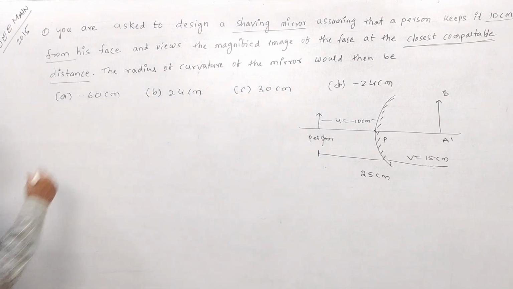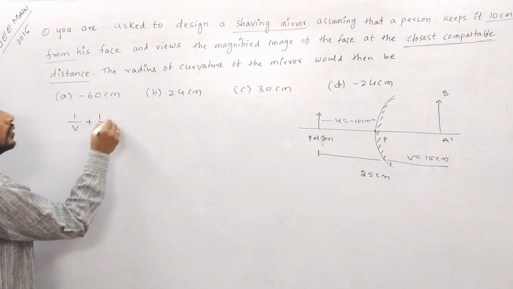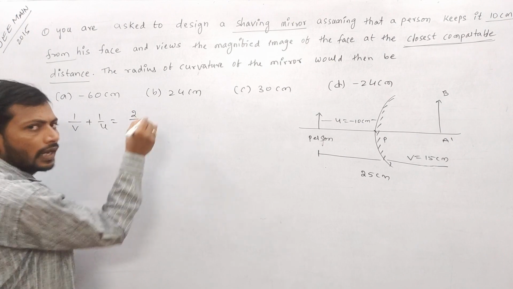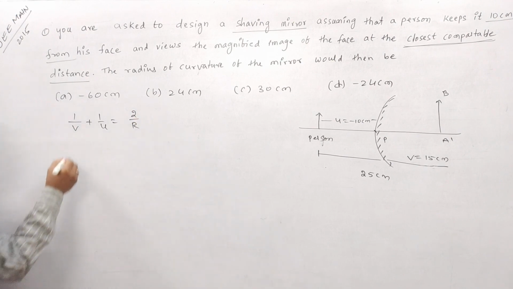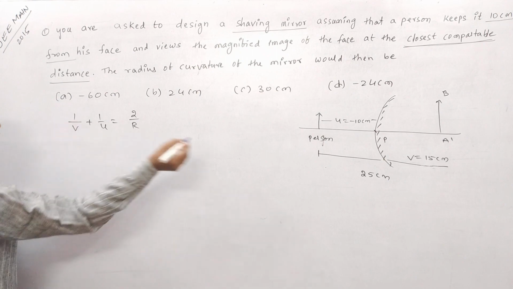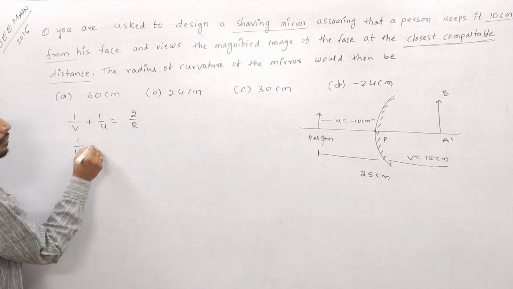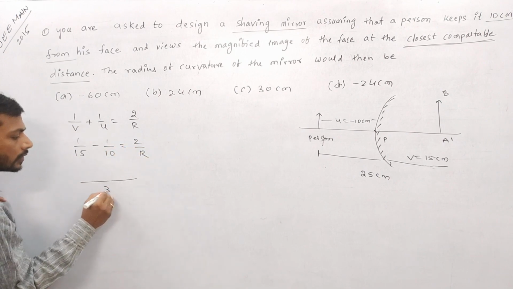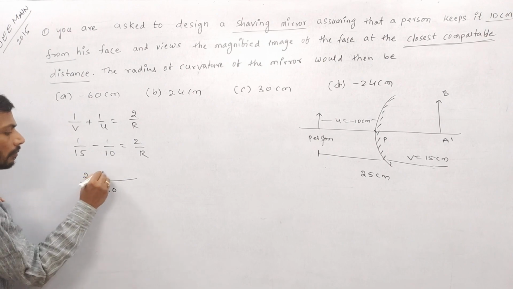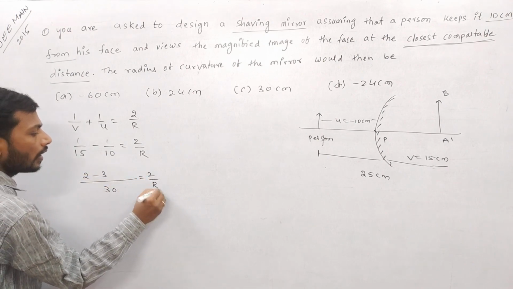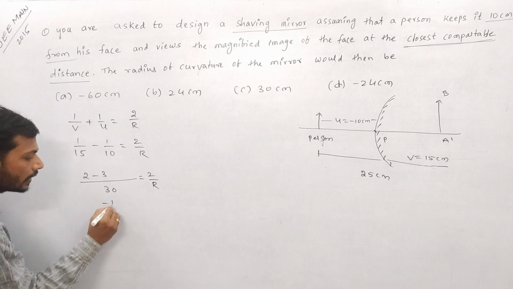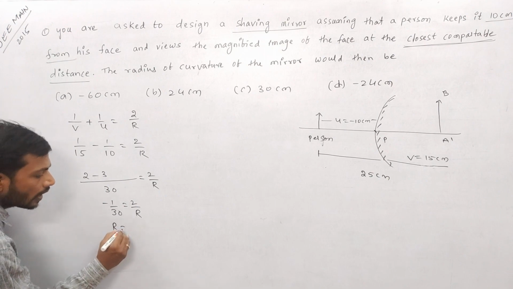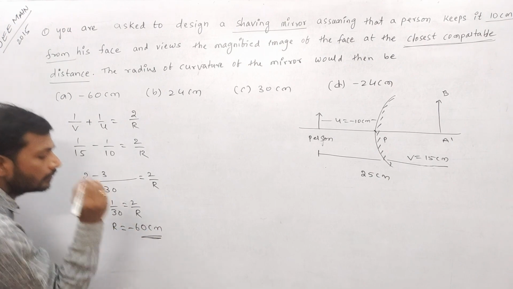What formula are we going to use? 1 by v plus 1 by u equals 2 by r. I am not using 1 by f, because if I use 1 by f I have to do the calculation two times. So 1 by 15 minus 1 by 10 equals 2 by r. LCM is 30: 2 minus 3 over 30 equals 2 by r. Then it becomes minus 1 by 30 equals 2 by r. Cross multiplying, r equals minus 60 centimeter.